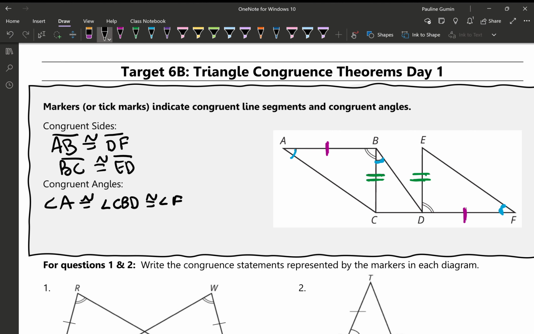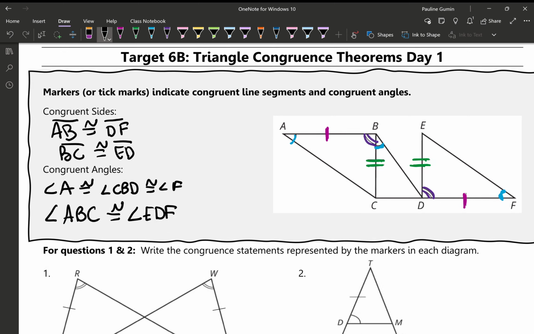Now, why did I choose CBD and not just B? Well, because B has 2 angles attached to it. It has the single and the double. So for these doubles, I'm also going to use 3 letters, so I'm specific and I know exactly which D and which B I'm talking about. So with the double arcs, I got ABC congruent to EDF. Great. Let's keep practicing that.